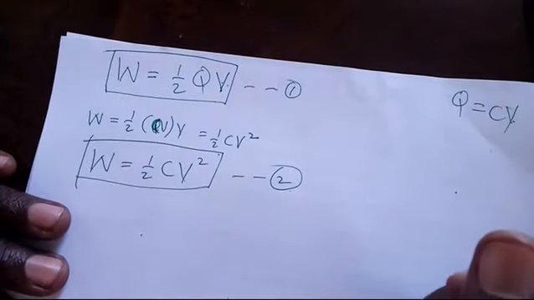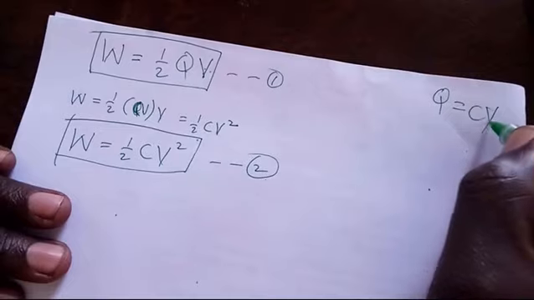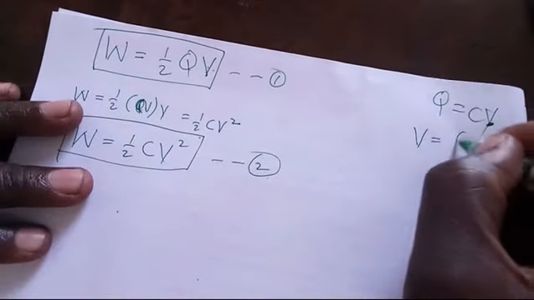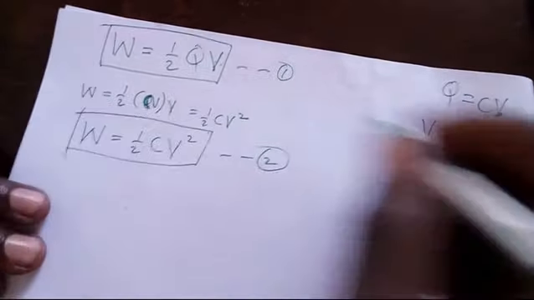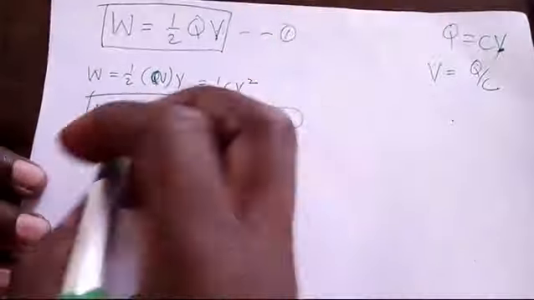If you look at equation 1 and 2, they both have V in them. What if you don't know V? If you don't know V, go to equation 1 again, and make V the subject of the formula. Your V is Q upon C. Substitute Q upon C for V here.